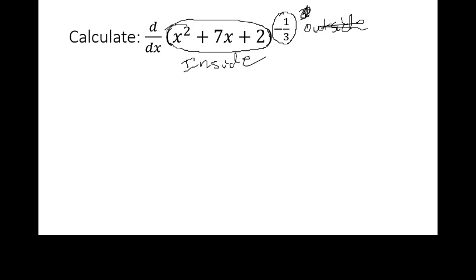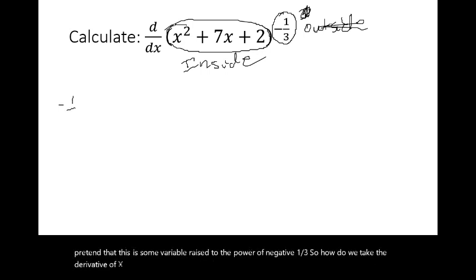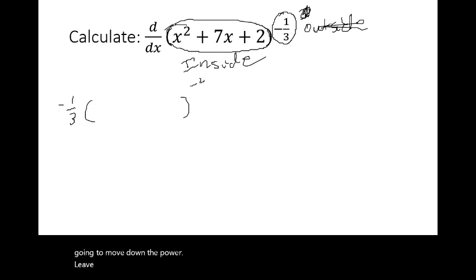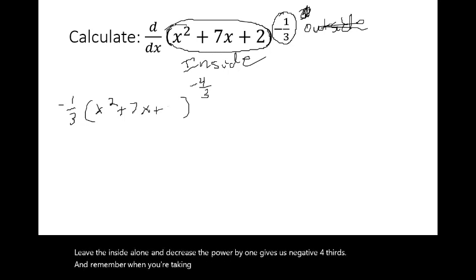So how do we take the derivative of x to a numeric power? We use the power rule. So the derivative of the outside, we're going to move down the power, leave the inside alone, and decrease the power by 1 gives us negative 4/3. And remember, when you're taking the derivative of the outside, you're going to leave the inside alone.